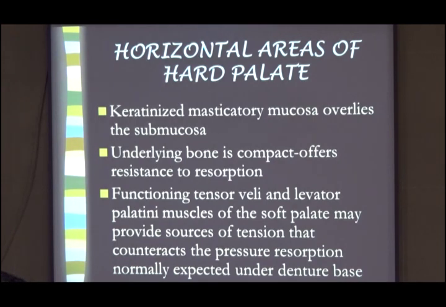The underlying bone is compact. You have the functioning tensa veli palatini and levator veli palatini muscles of the soft palate which provide some amount of tension. In both the maxilla and the mandible, wherever you have muscle attachments, those areas will not resorb easily. So it will act as an area of tension according to the pressure tension concept. Wherever you have pressure it will resorb, wherever you have tension it will not resorb. So areas where you have muscle attachments will not resorb that easily.